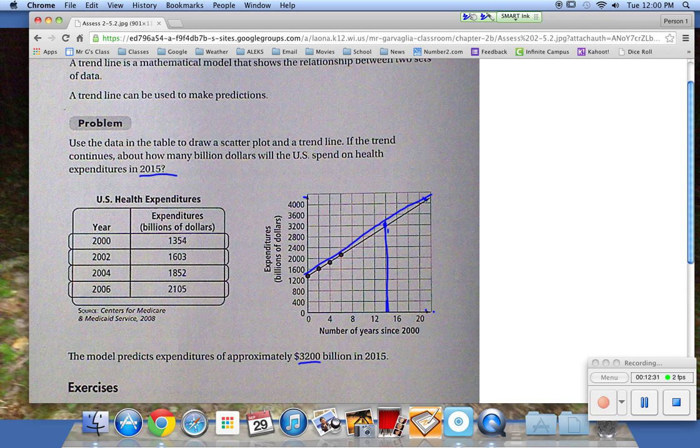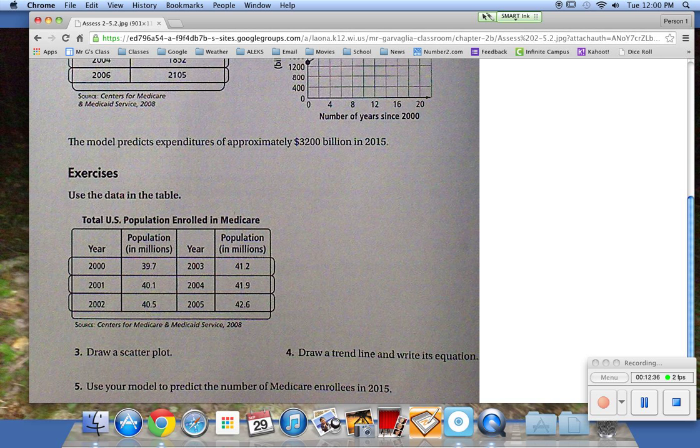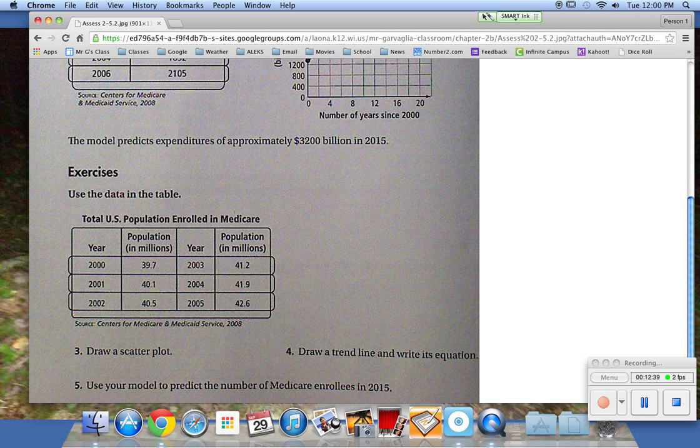That's what you're going to do on this side of the sheet, is you're going to predict. It says here's our total U.S. population enrolled in Medicare. All right? Draw a scatter plot. What would your scatter plot be in this case? Well, the population would be one side of the scatter plot, maybe your y-axis, and do we want to do years? Yes. They want to know, use the data table, draw a trend line to write the expectation, use your model to predict the number of Medicare enrollees by 2015.